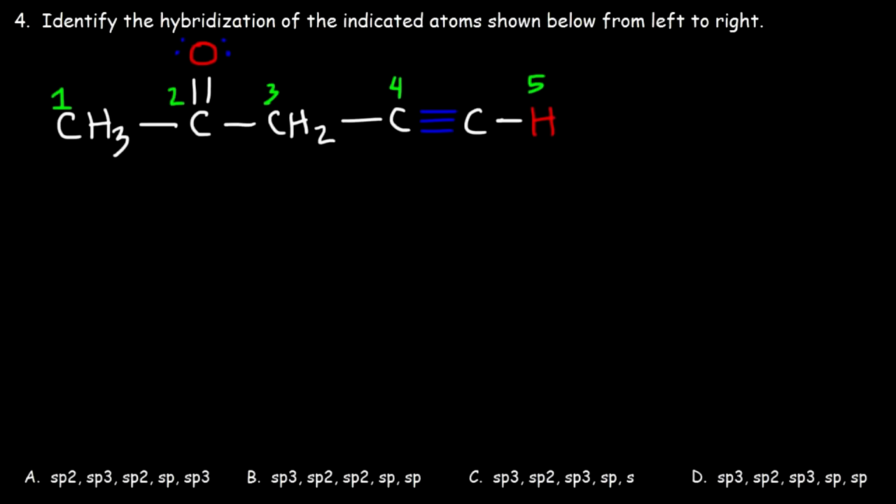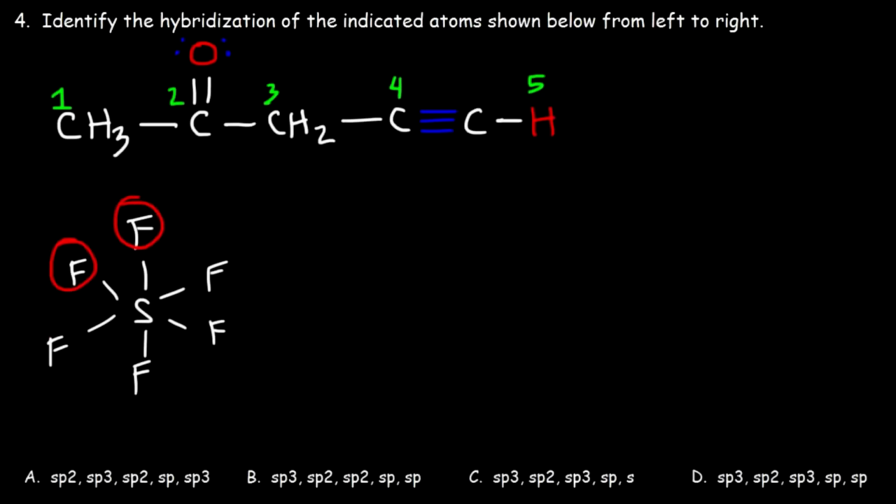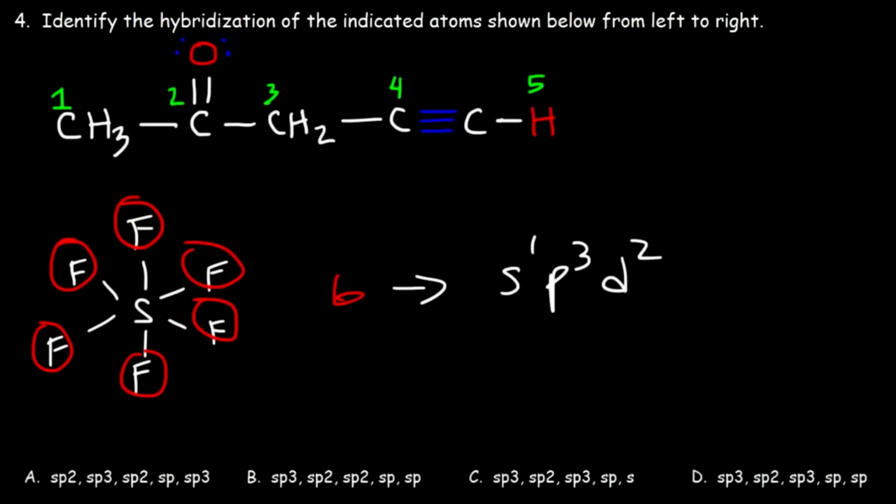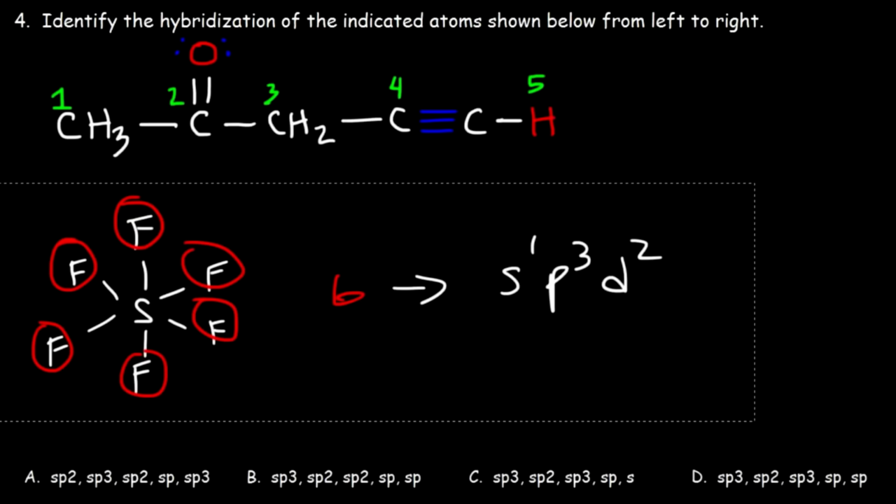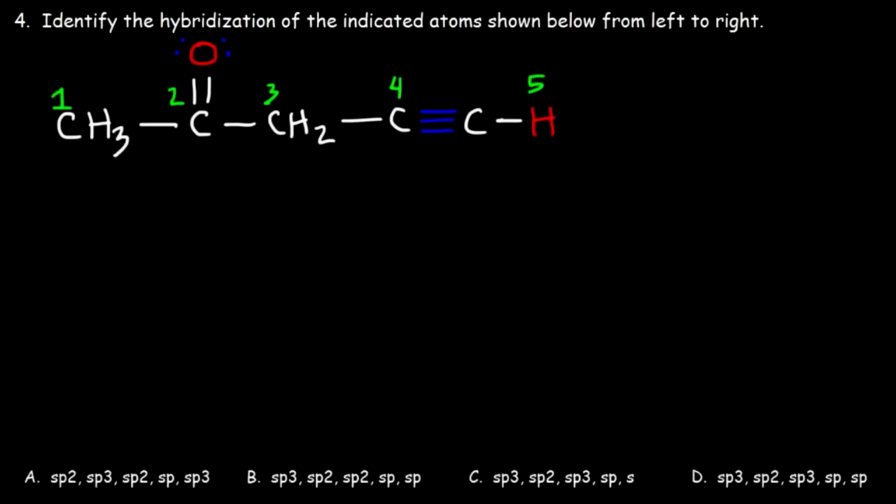So therefore, what do you think the hybridization will be for sulfur hexafluoride? SF6. So sulfur has 6 groups in this case. So 6 corresponds to S1P3D2. 1 plus 3 plus 2 is 6. So now that you know how to find the hybridization of an atom, go ahead and finish this problem.